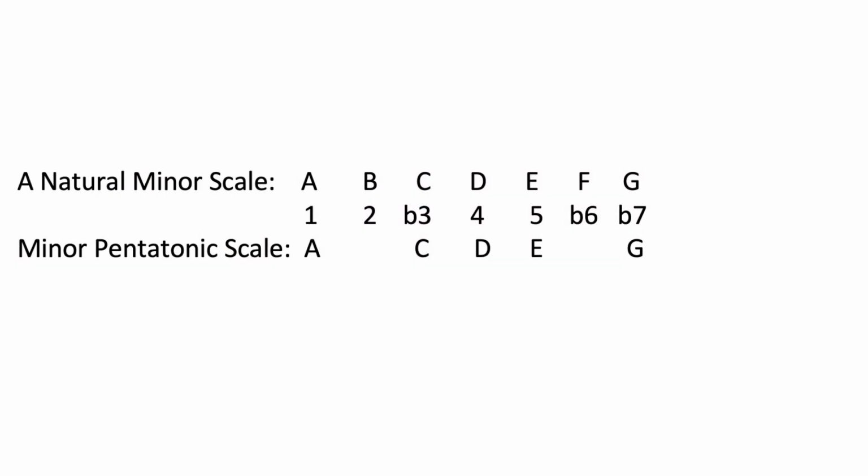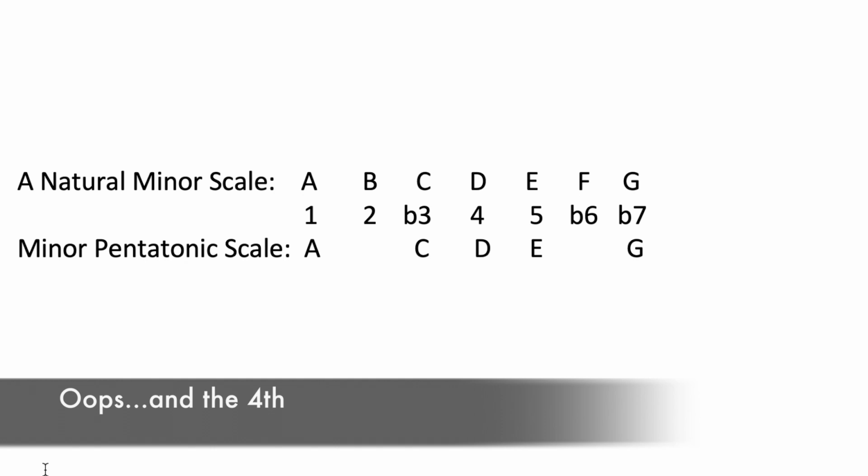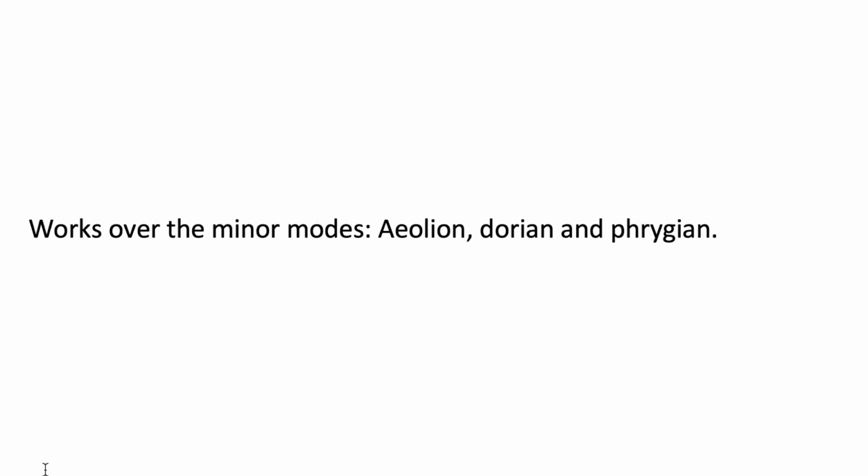I've written here the A natural minor scale, A, B, C, D, E, F, and G. The formula for that scale, when compared to an A major scale, is 1, 2, flat 3, 4, 5, flat 6, flat 7. The minor pentatonic scale is specifically the 1, the flat 3, the 4, the 5, and the flat 7, A, C, D, E, G. The great thing about the minor pentatonic scale is it works over the minor modes, Aeolian, Dorian and Phrygian. It's like a one-size-fits-all scale.